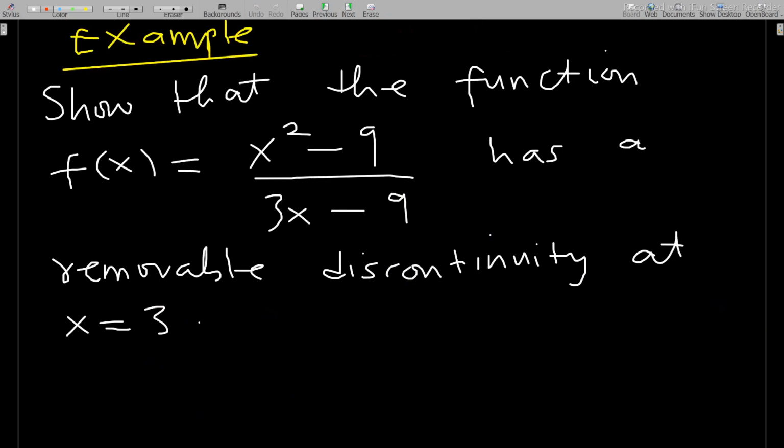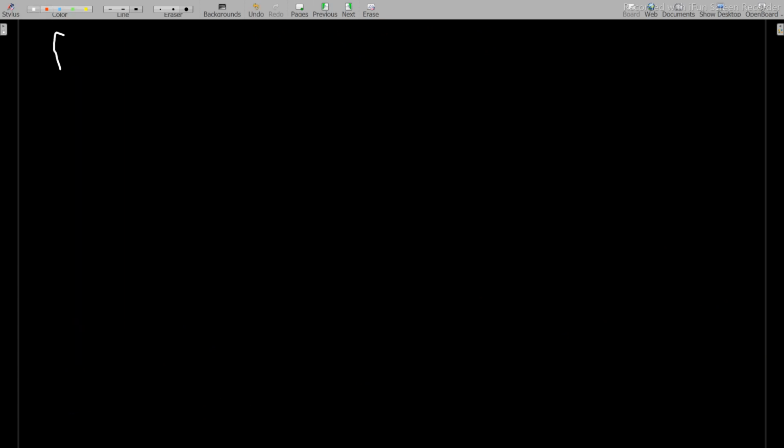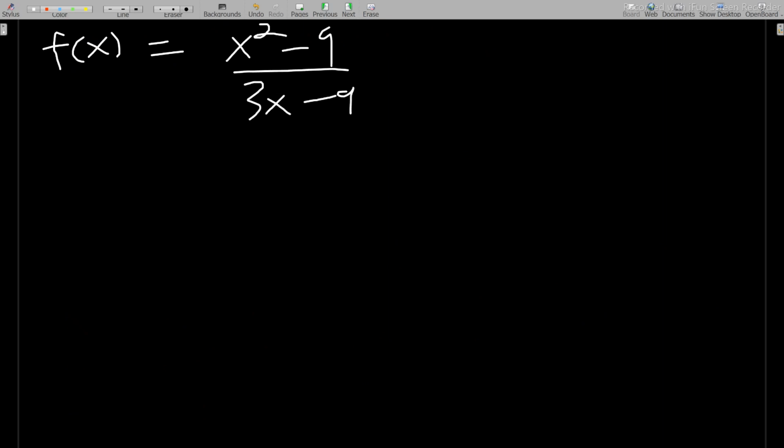So show that the function f of s equals this has a removable discontinuity at s equals 3. So first of all, what do we mean by removable discontinuity? We said that the limit actually exists at the point, but the function evaluated at that point does not exist, or the limit exists and it's not equal to the function evaluated at that point. That's why you call it removable discontinuity. So let's first of all find the limit and see if the limit exists.